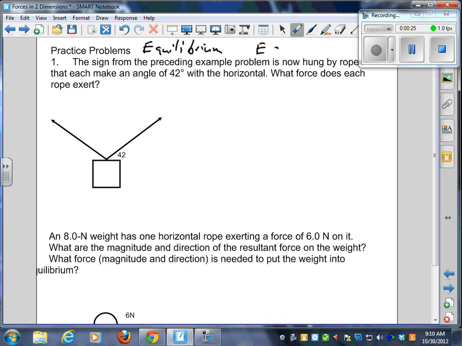Equilibrium and equilibrant. And more than once, a student has come to me during the test and said, Mr. Bennett, what is the equilibrant? I don't know what that word means. And I'll say, well, I talked to you about it in class.